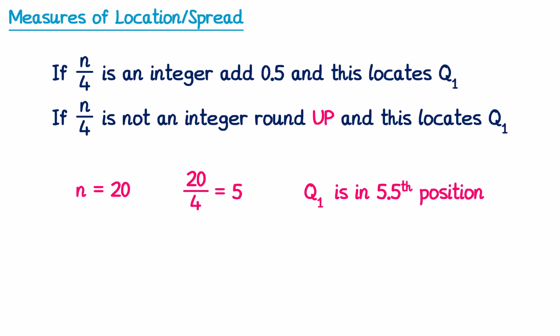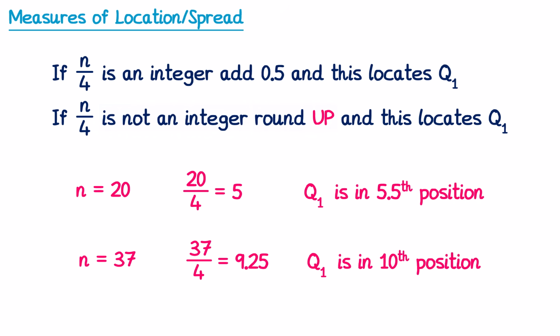Let's have a look at a second example. So n is 37. We do 37 divided by 4, which is 9.25. This time it's not an integer, and in this case we round up. So if you round 9.25 up, you end up at 10. So Q1 will be in the 10th position this time. This might seem slightly odd because if you rounded 9.25 to the nearest integer, you'd actually round down to 9. But in these examples, we always round up to the nearest integer.